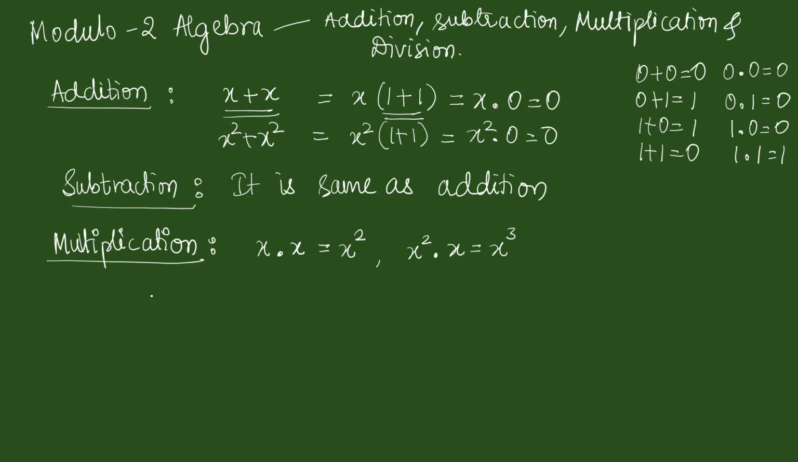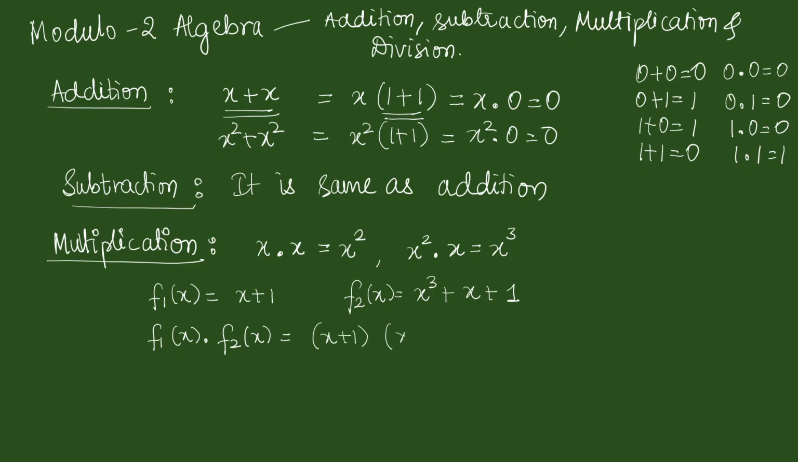Let me consider a very simple example over here, where I have a polynomial in x called f1 given by x plus 1. I have another polynomial f2 in x, which is x cube plus x plus 1. So what I need to do is the multiplication operation on the two given polynomials. So how to do this? Let me consider x plus 1 multiplied by x cube plus x plus 1.